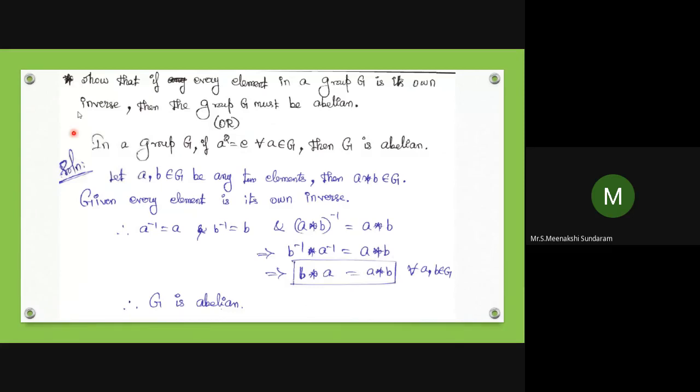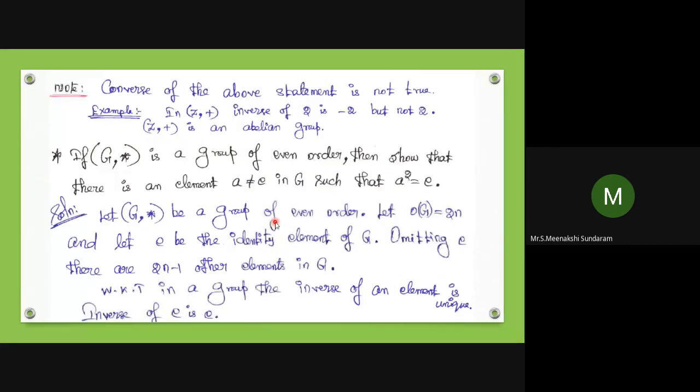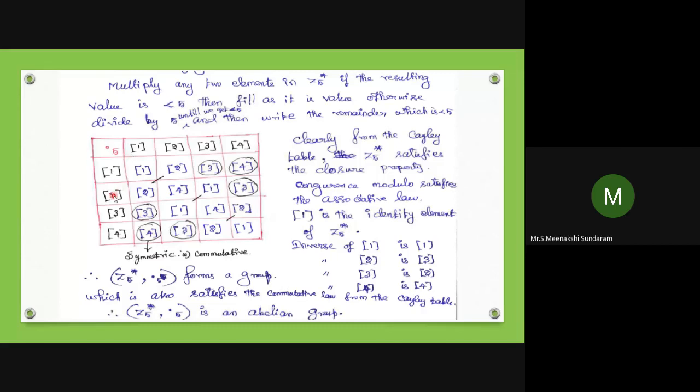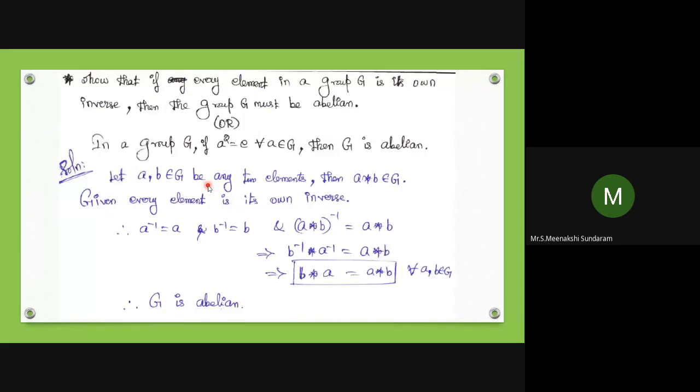Next one: show that if every element in a group G is its own inverse, that is, the inverse of each element is the element itself. For example, in the previous one, the inverse of 1 is 1, and the inverse of 2 is 3. So if every element is its own inverse, then the group G must be abelian. This is the condition. Any group in which every element is its own inverse is an abelian group. No need to check, it is an abelian group.